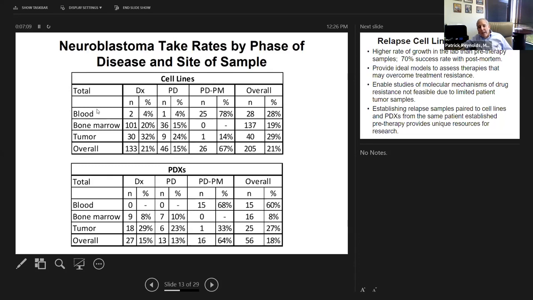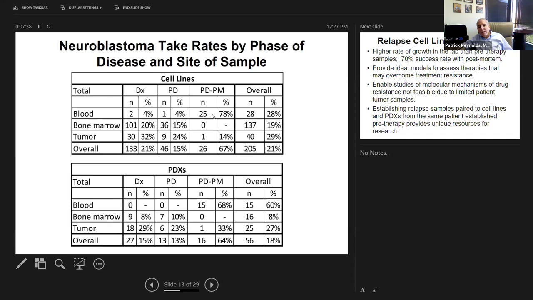First, looking at just the sample source, most of what we get for neuroblastoma is bone marrows. And at diagnosis, you can grow about 20% of those. You can grow about 15% of them at progression. So not a big difference. Same true for tumor. You get more to grow out of tumor because you get more sample to work with. But with the progressive disease samples, not a whole big increase in those. And we don't get a lot of these for postmortem.